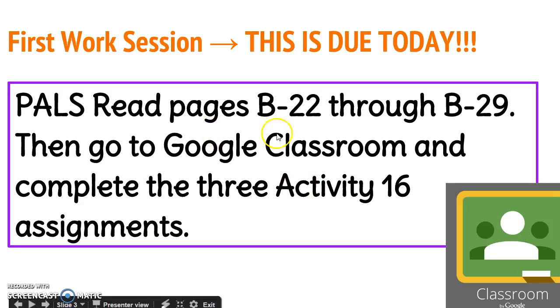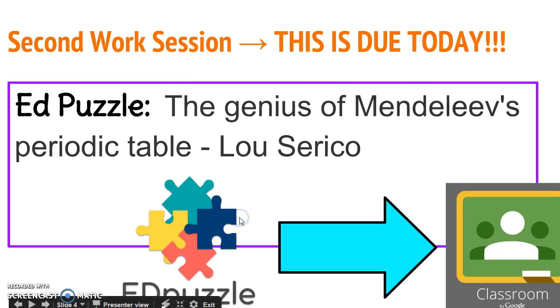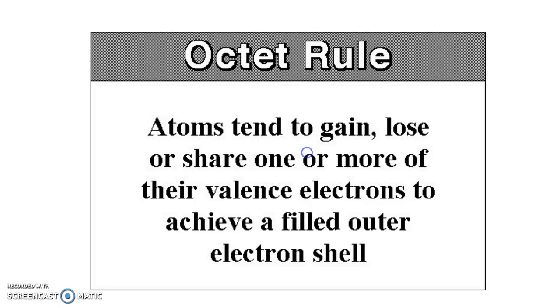Remember from yesterday, pages B22 through B29. This is our first work session, so make sure you complete the three activity 16 assignments. Then move on to the second work session, which is the Ed Puzzle, the TED-Ed The Genius of Mendeleev's Periodic Table. It is not to be confused with the homework. It is different. It's classwork, and it's labeled classwork. These two things are due by the end of class today, along with your exit ticket.